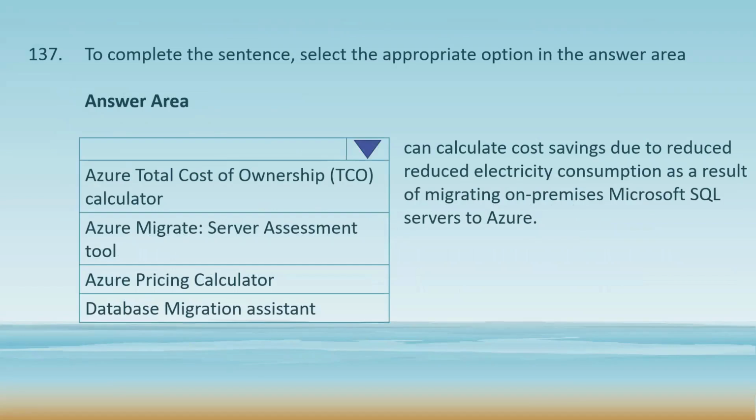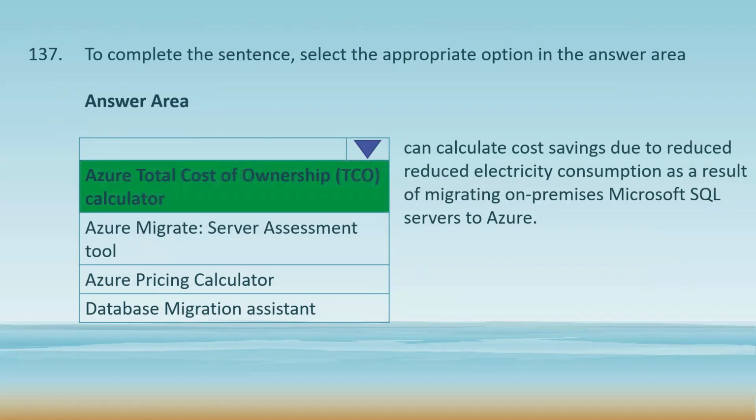So you have four options: Azure Total Cost of Ownership Calculator, which is the TCO calculator, Azure Migrate Server Assessment Tool, Azure Pricing Calculator, Database Migration Assistant. Now the statement is: dash can calculate cost savings due to reduced electricity consumption as a result of migrating on-premise Microsoft SQL servers to Azure. The correct answer in this case is the Azure TCO calculator, total cost of ownership calculator. It is used to estimate the cost savings you can achieve by migrating your application workloads to Microsoft Azure.